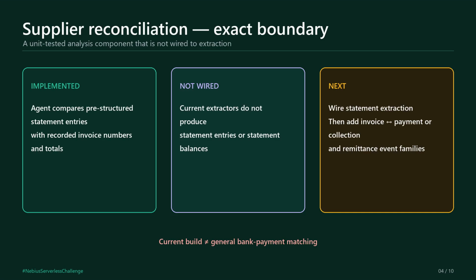It is also not a bank payment matcher. Invoice settlement, collections, duplicates, wrong vendor payments, and tax or contribution remittances remain future event families.